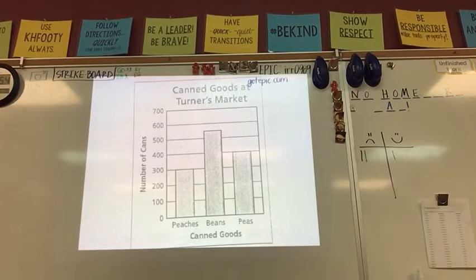I'm seeing some comparison bars. You actually don't have to find the circle in this one because I just want to know which one has more, beans or peas and peaches. Oh, I won't. I'll just ask you for it later.